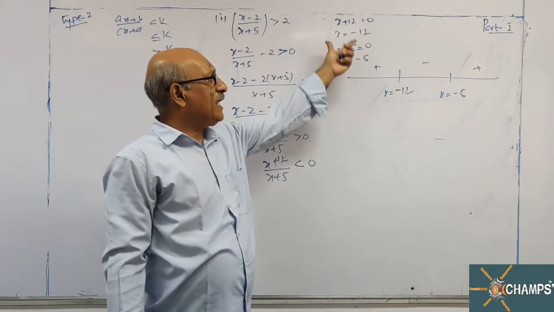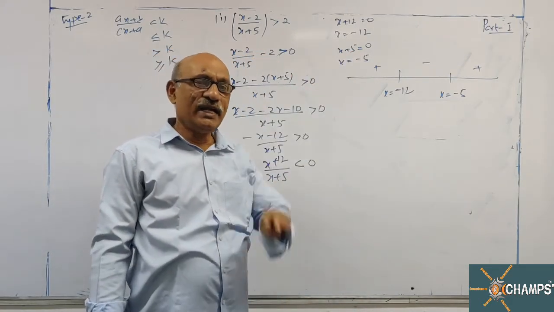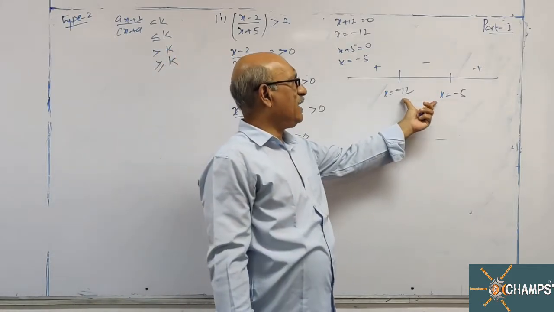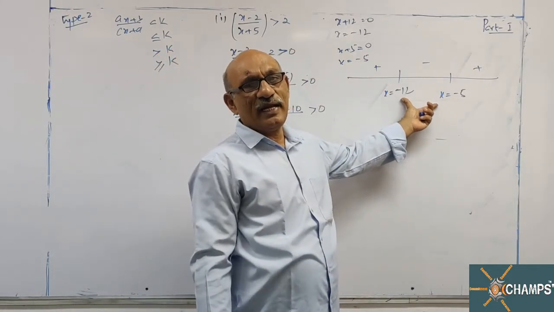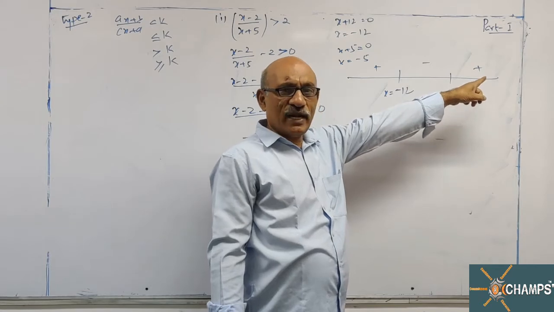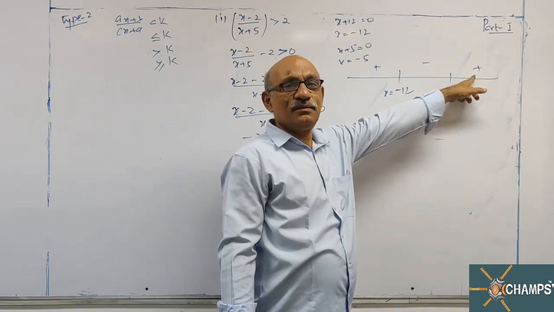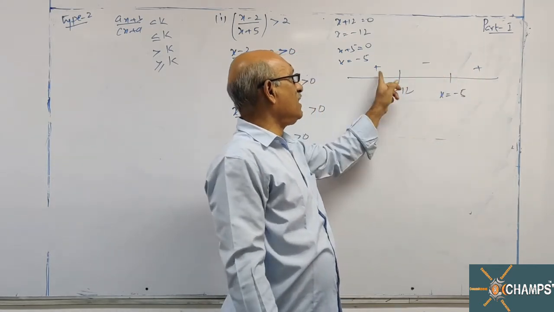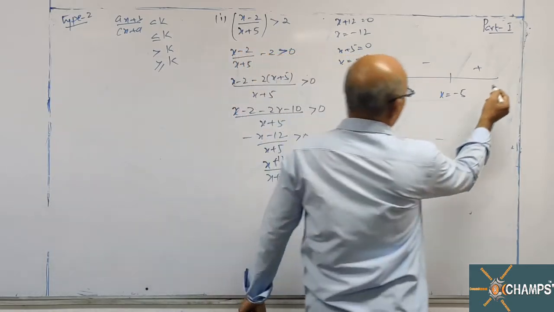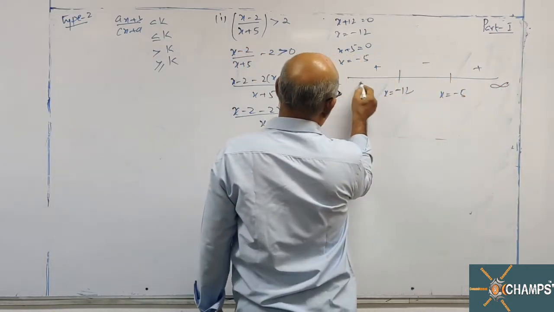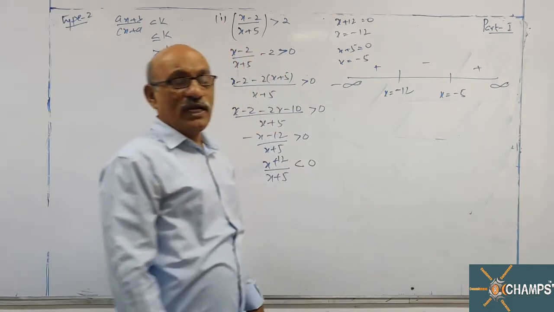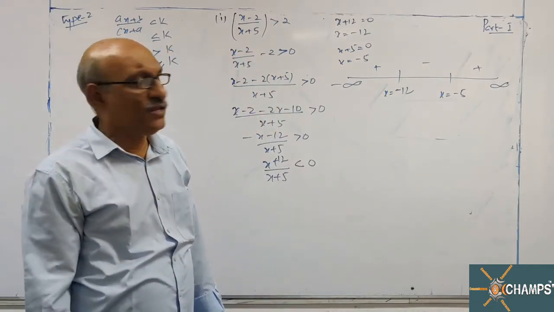Now, your critical values are dividing the number line into three parts. Starting with the right hand side, put a plus sign. This is minus sign and this is plus sign. This is plus infinity and this is minus infinity.